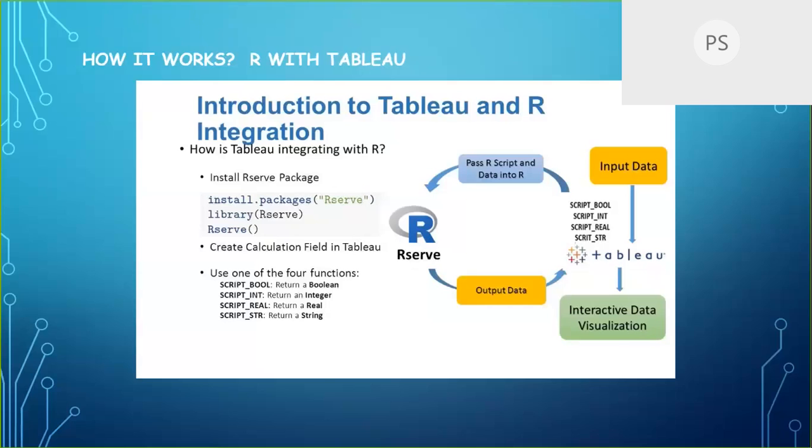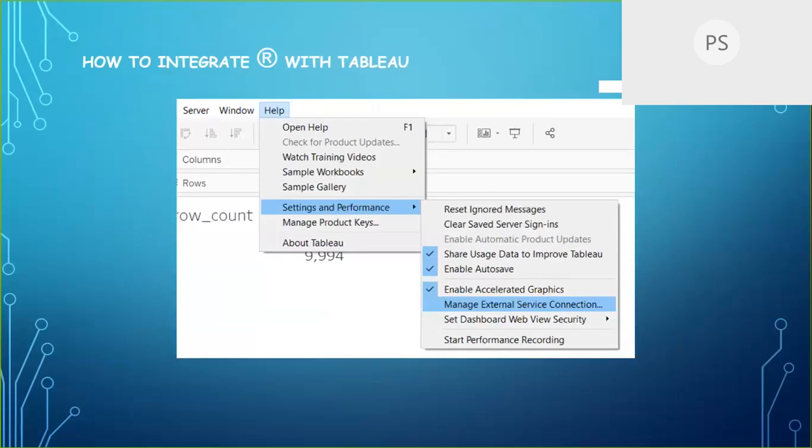Okay, so first we have to install the package which is available in R, which is Rserve. Then we have to call the library, which is Rserve. Then we make sure that it's up and running. Then only we can connect to Tableau. So this is the integration part and how it works in the backend. Okay. So how to integrate R with Tableau? I will show you.